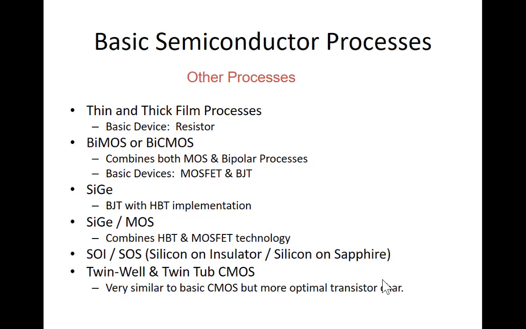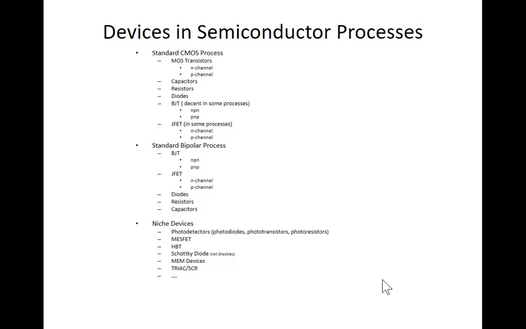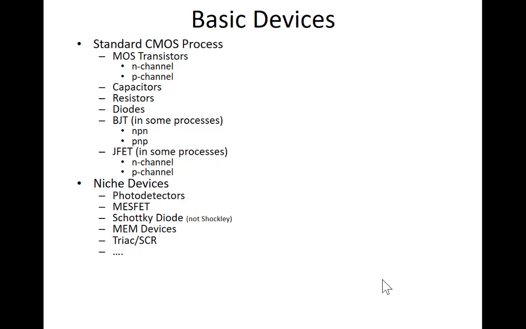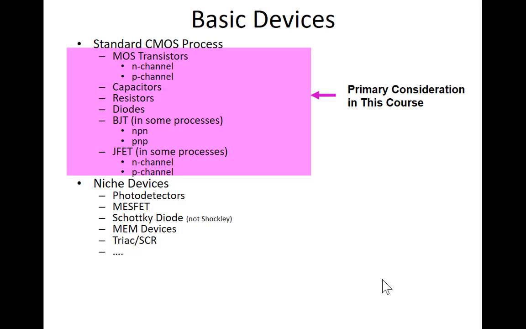SiGe MOS. Some of the silicon germanium processes also have good MOS transistors available. You're starting to get real expensive processes now. These are exotic processes with really nice devices. Silicon on insulator and silicon on sapphire. Instead of having a crystalline silicon substrate, you have an insulating substrate, and you build up your single crystal material. Twin well and twin tub or triple well processes, they're types of CMOS, offer some performance benefits over the bulk CMOS that we work with in this course.